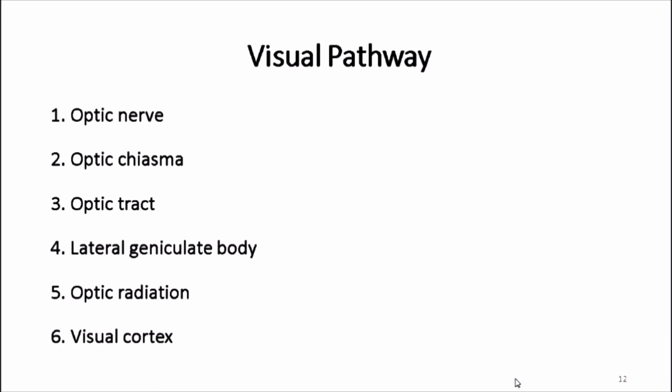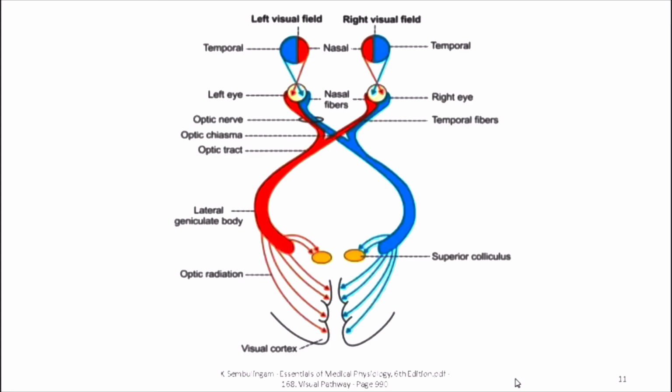So when you learn the diagram, where it comes from and where it goes, you can automatically write this. So you know the optic nerve is there, the optic chiasma in between. Then it leaves as the optic tract, then it goes and terminates in the lateral geniculate body, then it goes to the visual cortex in the form of optic radiation.